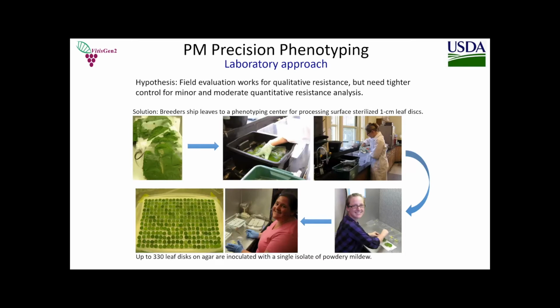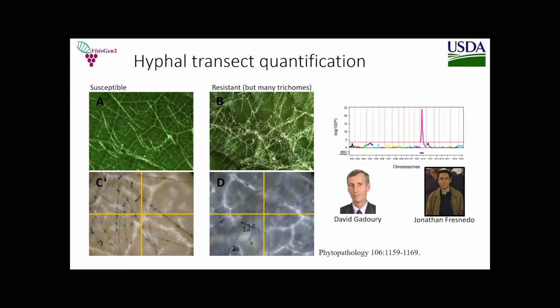And we're able to put up to 330 leaf discs, usually 1 per seedling, on agar, and we do a controlled inoculation with a single isolate of powdery mildew. And after 4 years of work in the Powdery Mildew Phenotyping Center, we found a really useful metric for quantifying powdery mildew. Essentially, we let the powdery mildew grow on these leaf discs for about 8 to 10 days. And then we quantify the density of colonization that we see from the fungus.